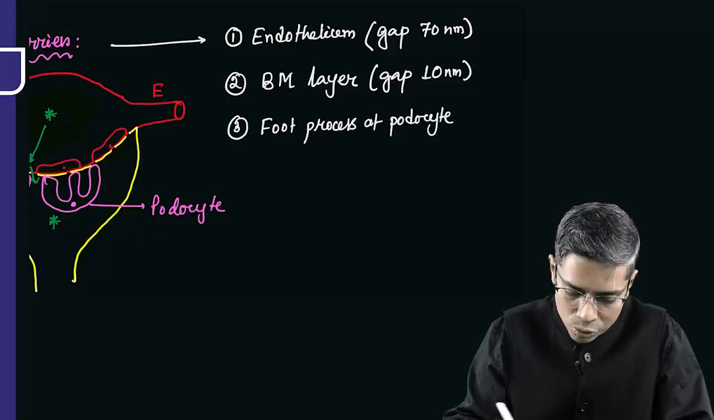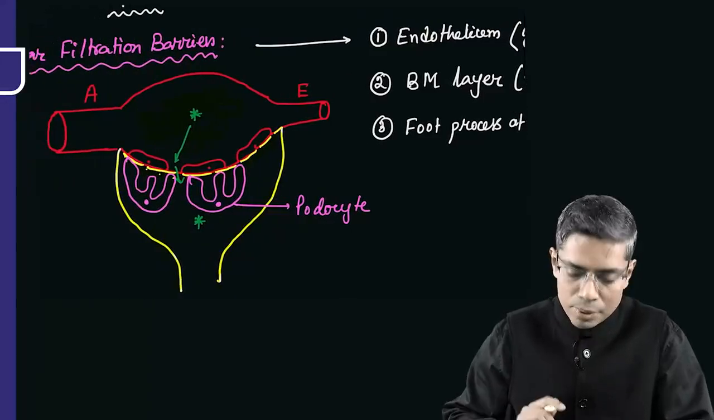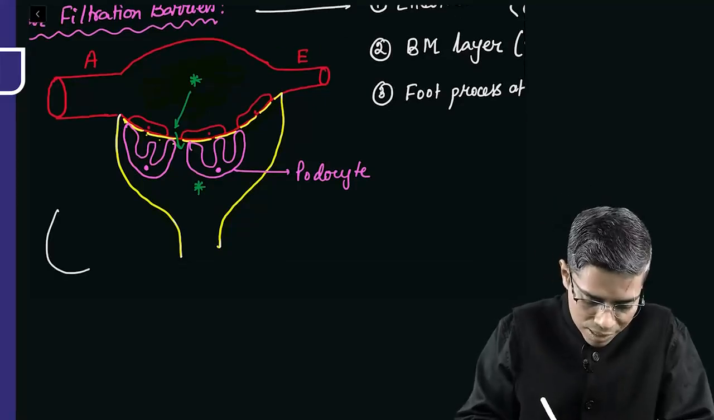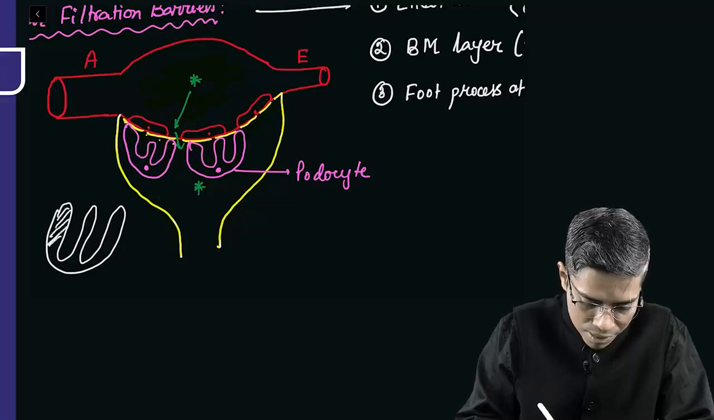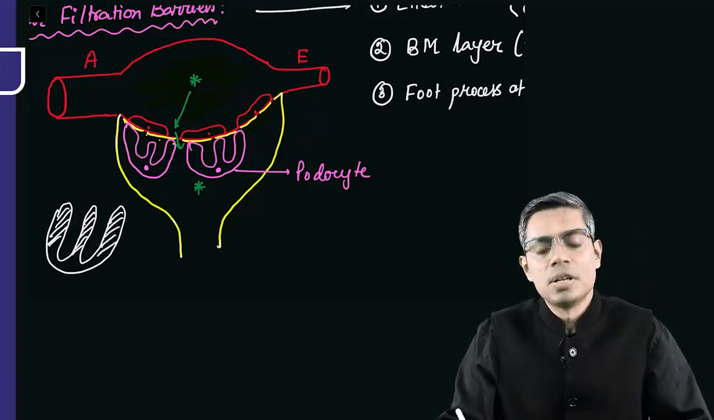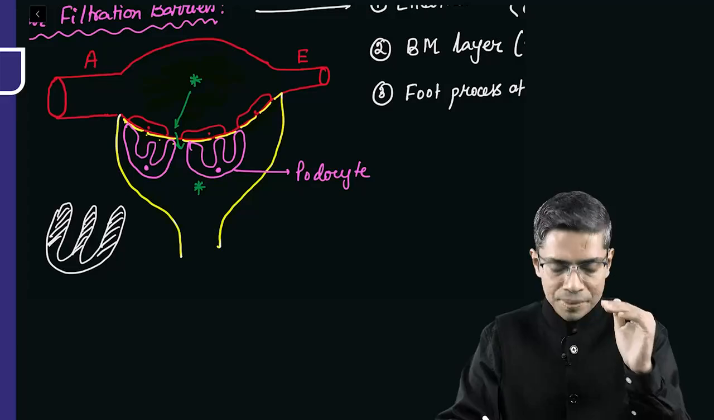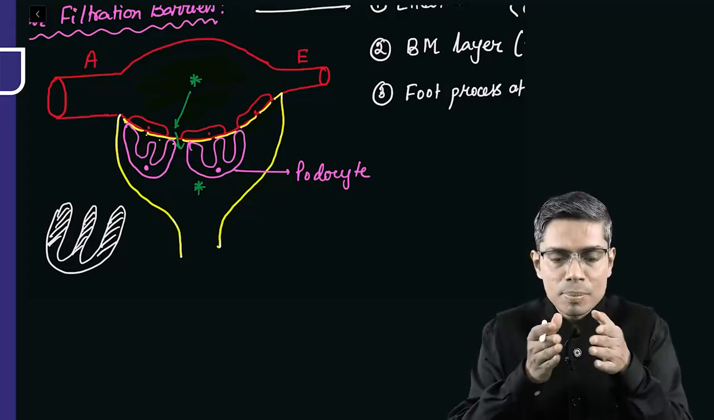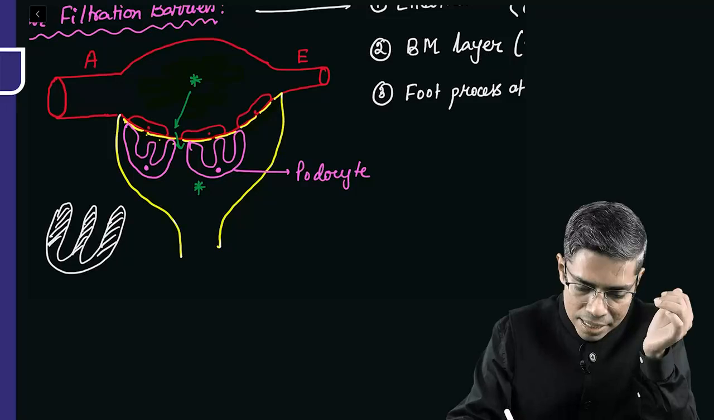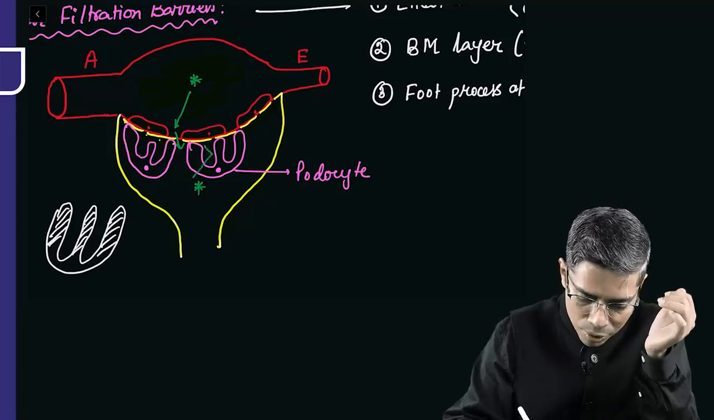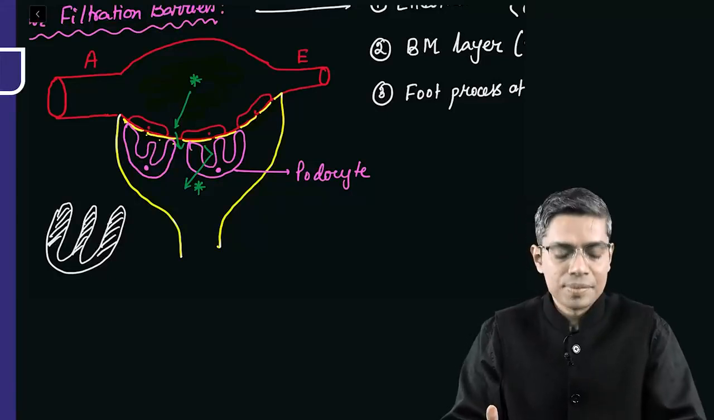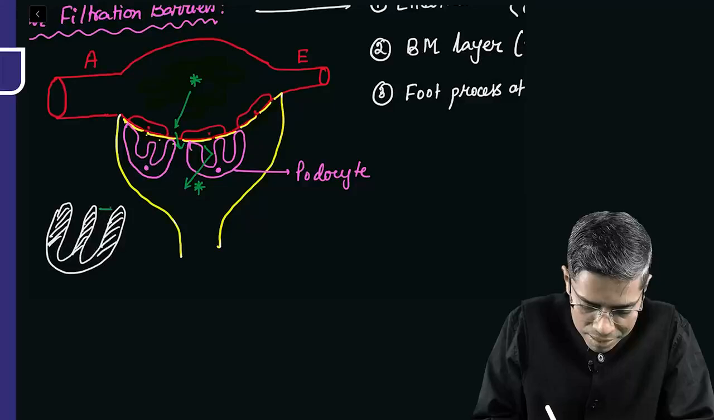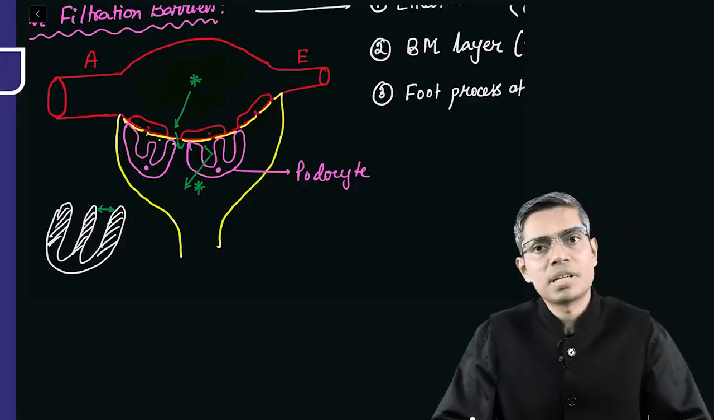So as you can find out here, if you look at a single podocyte, the podocyte looks like this, with some long processes. These processes are known as the foot processes of podocyte. So the substances will pass through the endothelium layer, then through the basement membrane, and then through this foot process of podocyte, and then the filtration will occur. So if I ask you, what is the gap which is present in between these two foot processes of podocyte?